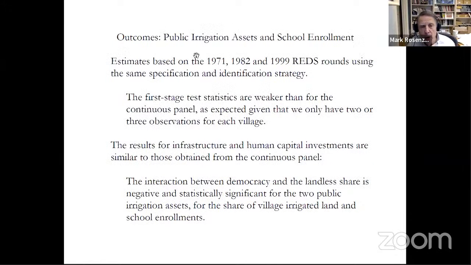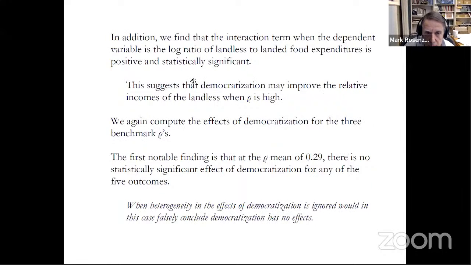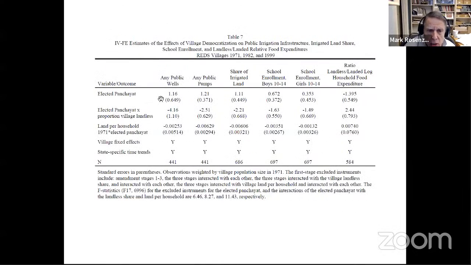Now, I said that we also have outcomes, not just programs. We only have these for both the census data and for the REDS round, 71, 82, 99, and what's not listed here for roads for the 91 census. But we're going to do the same thing. So at most, we're going to have 3 observations for the irrigation assets and schooling and other outcomes. So we're going to have far less power to do this. But in some sense, we have some very interesting, maybe more interesting dependent variables. First of all, actual existence of public wells and public pumps. We have the share of irrigated land. We have actual school enrollments, and we have the relative consumption of landed versus landless.